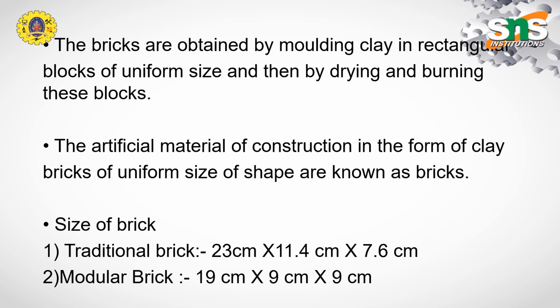Mainly the bricks are obtained by molding of clay, and so its color is orange red or red. They are made by drying and burning this clay to obtain brick. So there is a traditional size, and normally the size of a clay brick is 19 centimeter into 9 centimeter into 9 centimeter. But depending upon the purpose, the sizes may vary, and the sizes also vary for different countries.